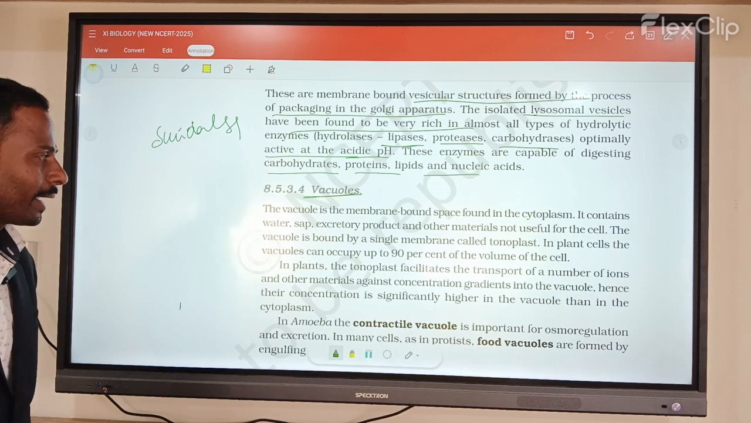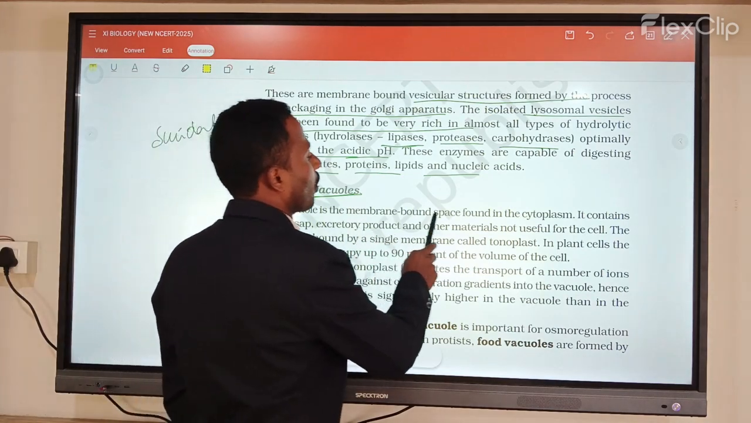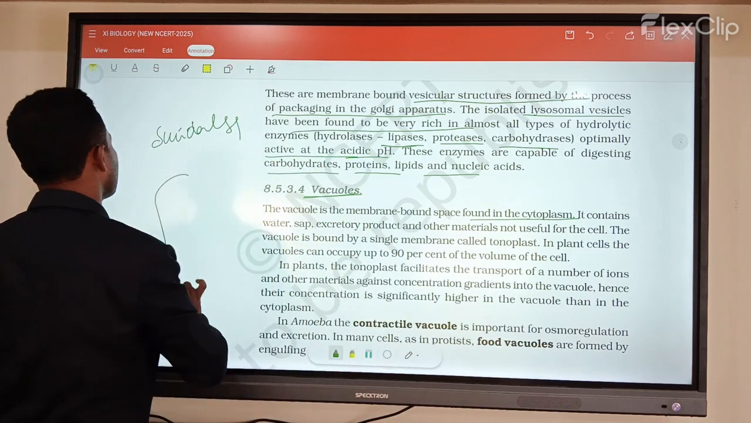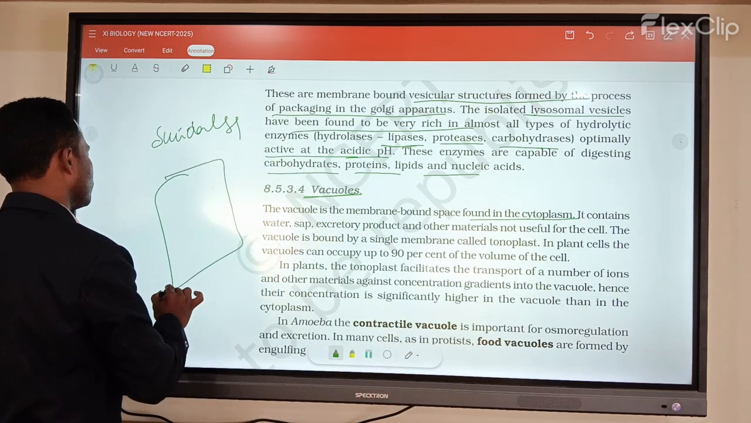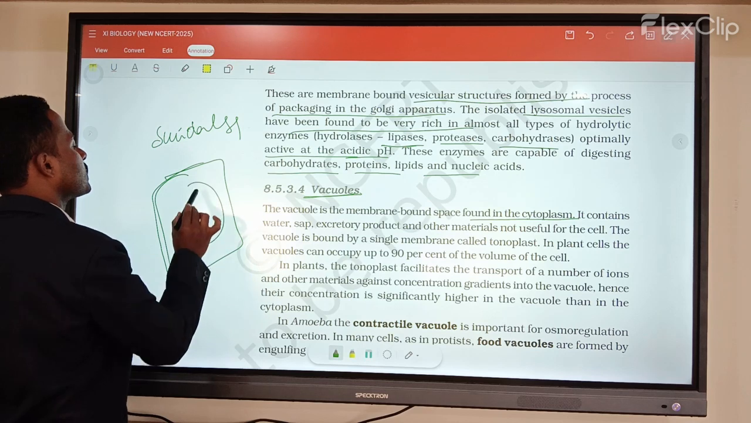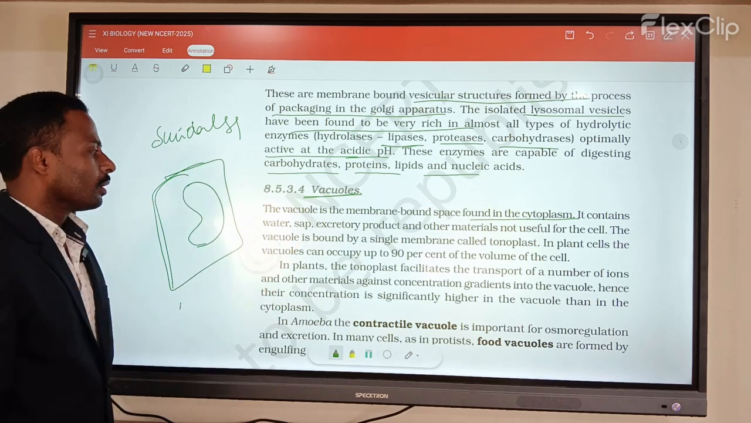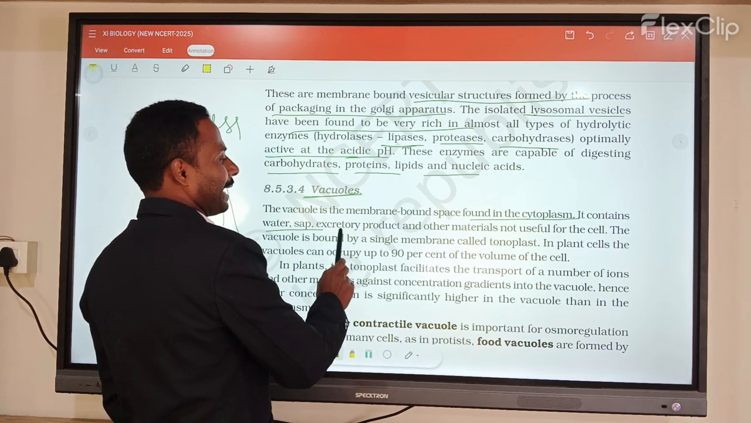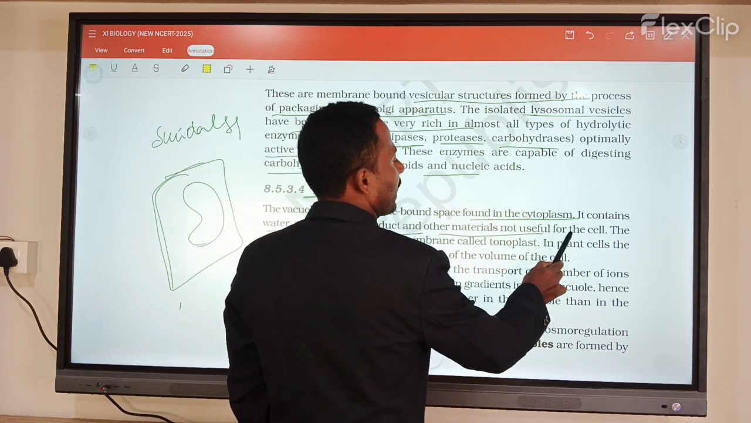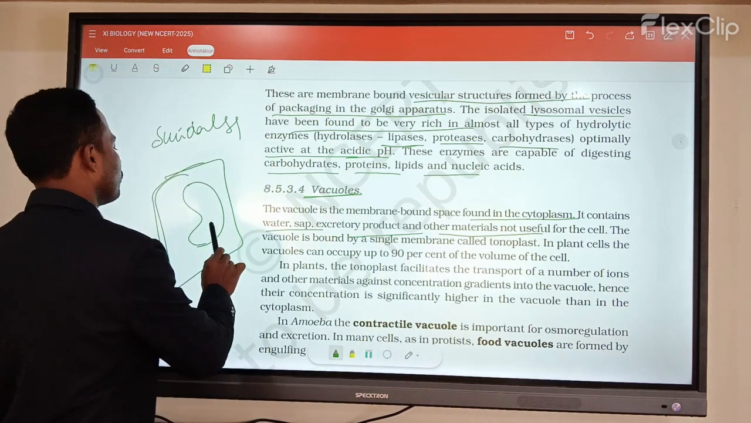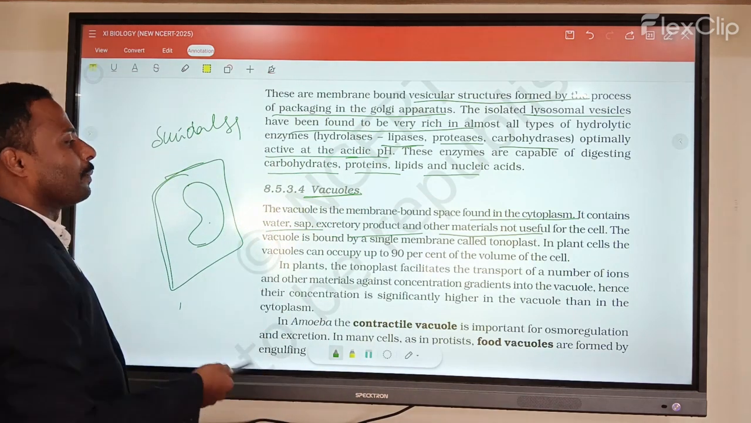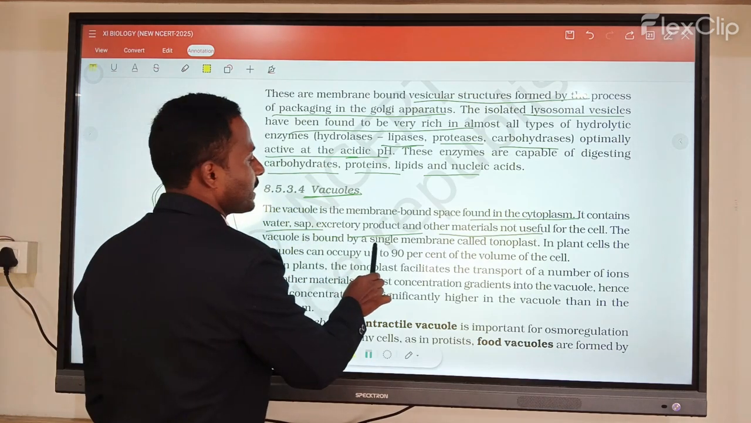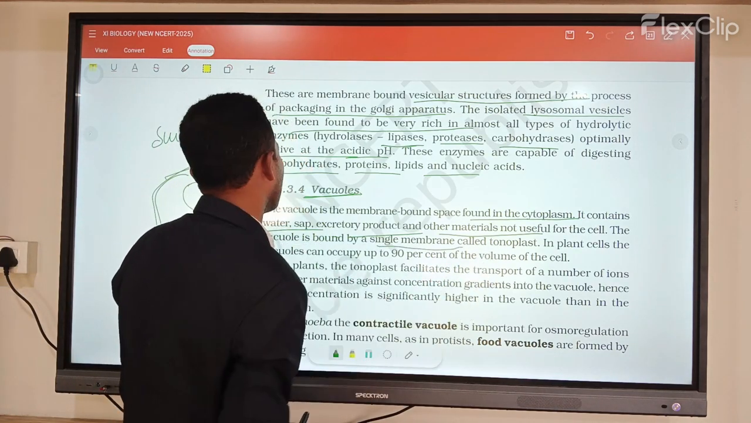The vacuole is a membrane-bound space found in the cytoplasm. In any one particular cell, the vacuole mostly occupies more space. It contains what? Water, sap, excreted products and other material not useful for the cell. So it has waste water, sap, excreted products, everything. The vacuole is bounded by a single membrane that is called the tonoplast.